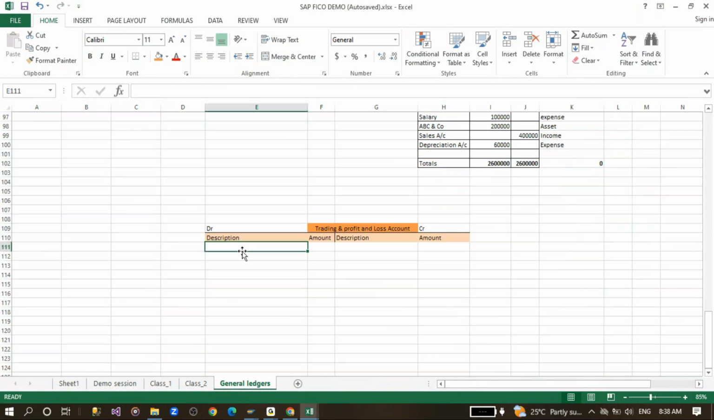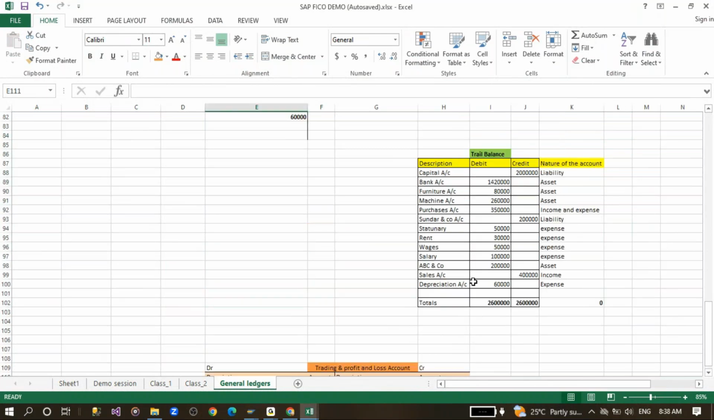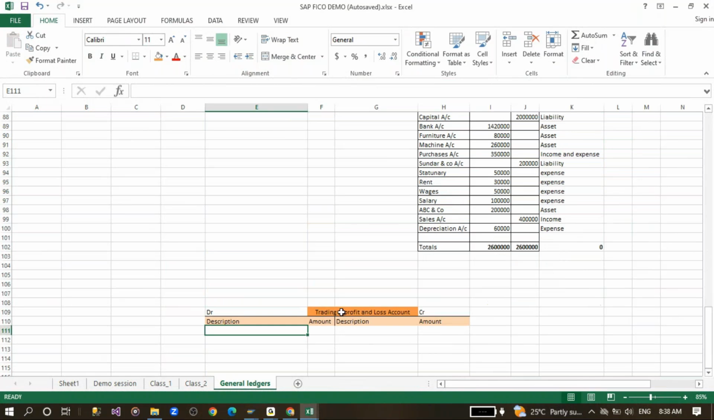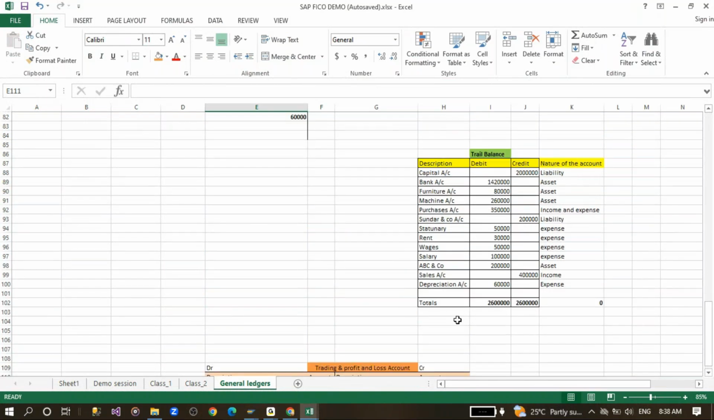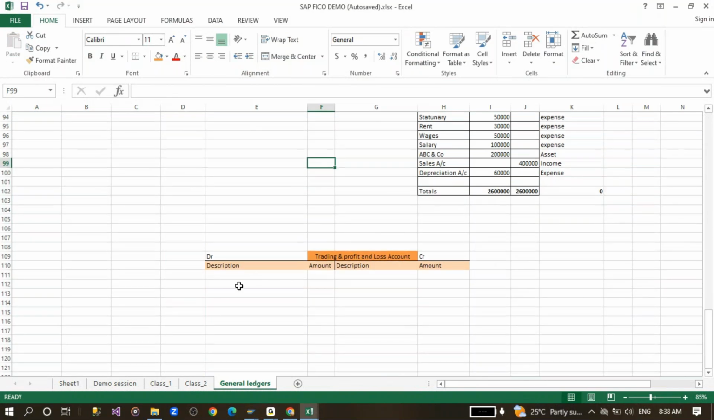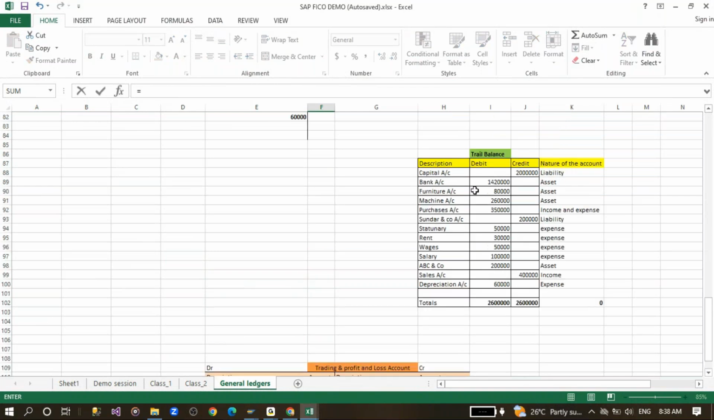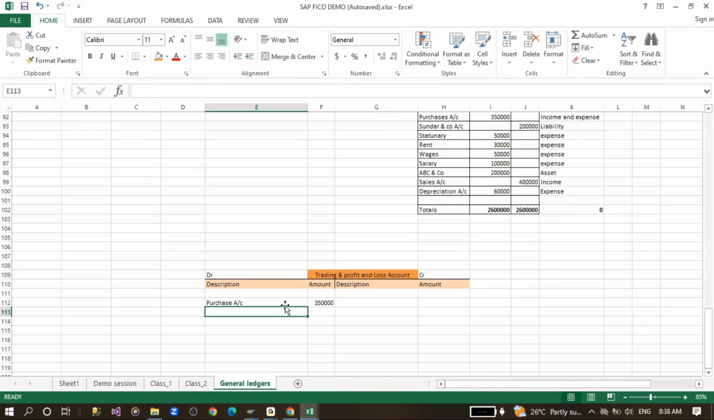Now let's see from the starting what all we can use in the trading and profit and loss account, and what all the ledgers we can transfer. The first one is purchases, correct? Purchases we can transfer into the trading and profit and loss account. What's the amount of the purchase account? 3,50,000.